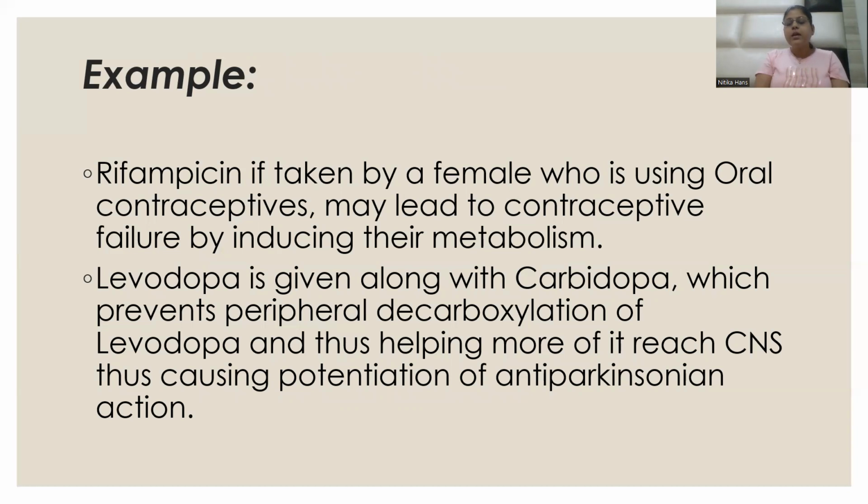And levodopa, which is a dopamine precursor, is given along with carbidopa, which is a peripheral decarboxylase inhibitor. It inhibits dopa decarboxylase in the periphery, so more levodopa, or dopamine, enters the brain. That will lead to potentiation, or an increase in the action, of levodopa in the brain, which will have the anti-Parkinsonian action.